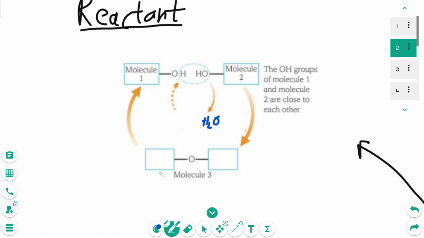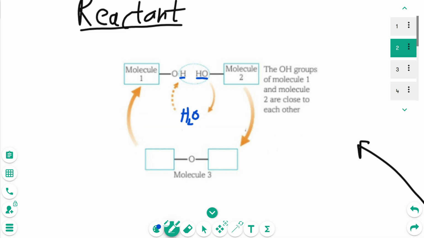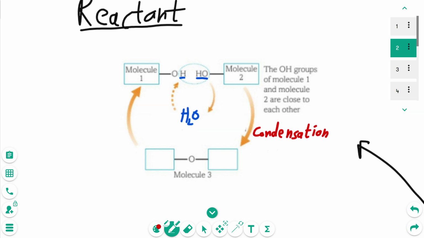So water is released out when this hydrogen here and this OH combine to form water, and then it will form a bond between the oxygen left here on molecule 1 and molecule 2 to form molecule 3. This is called a condensation reaction. Condensation is joining together, but it's also losing water in the process.